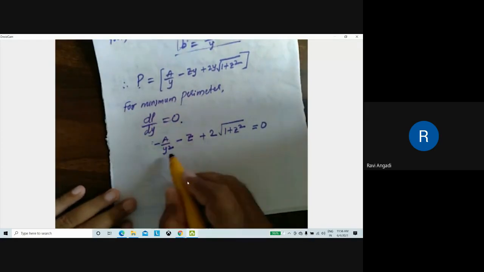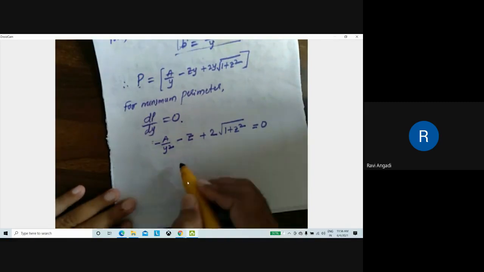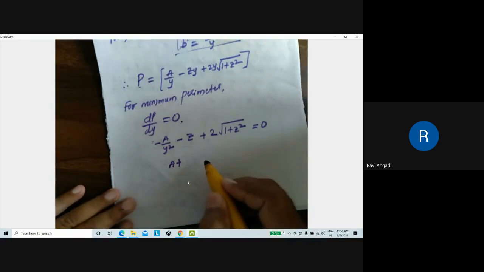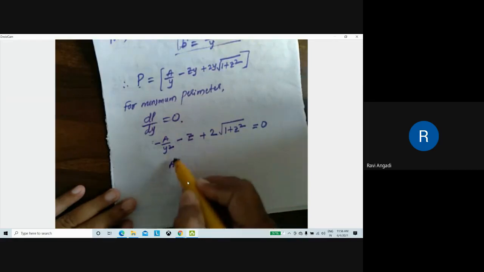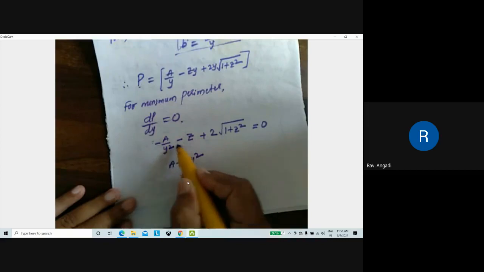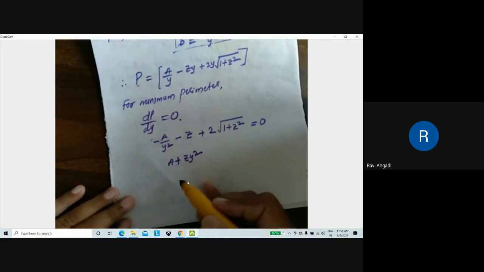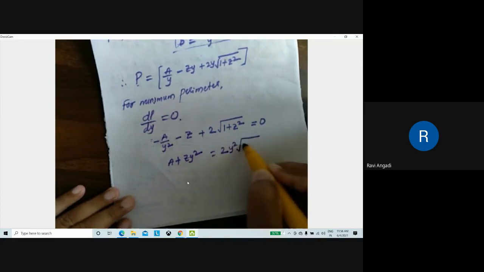Now what I'll do here, I'll take the minus side to one side and the plus sign to one side. I'll take a plus zy square, meaning if I multiply this, zy square. I'll multiply by y square, take it common, and take it to the other side. A plus zy square is equal to 2 y square, square root of 1 plus z square.